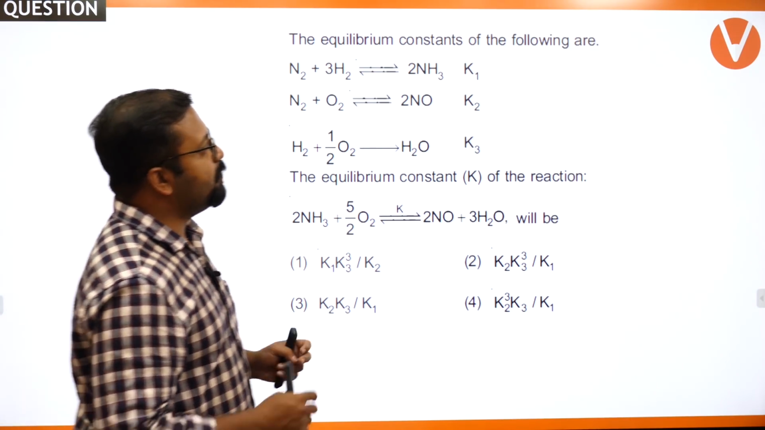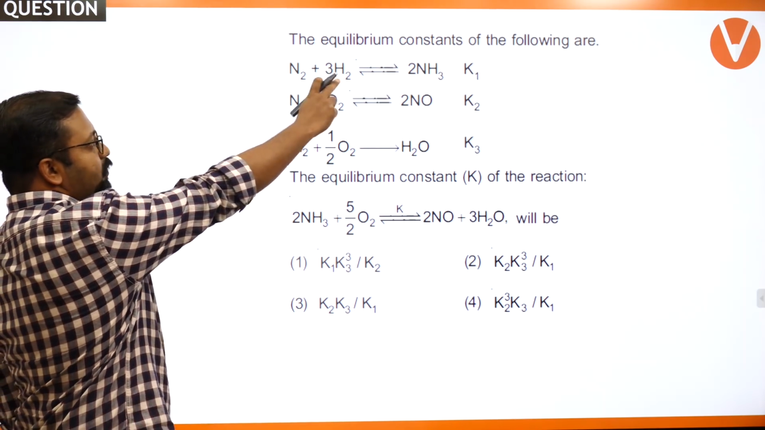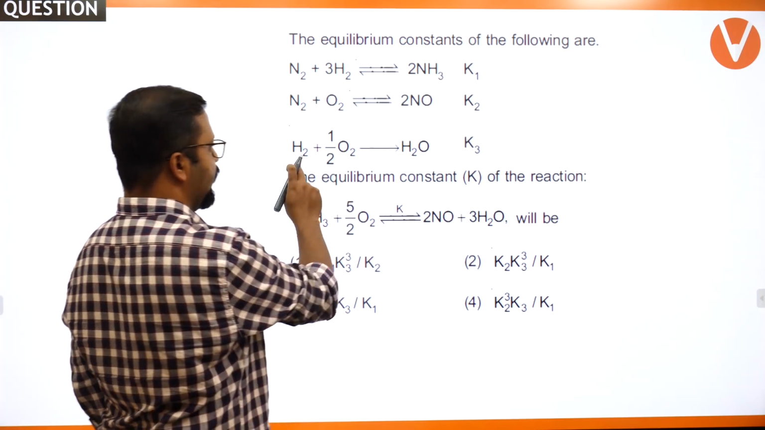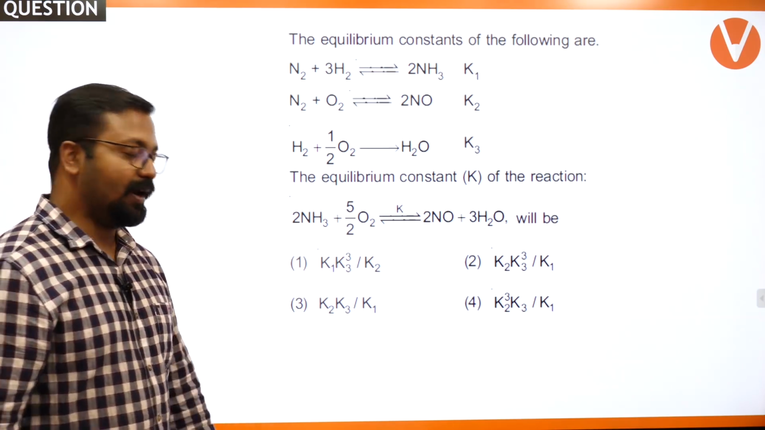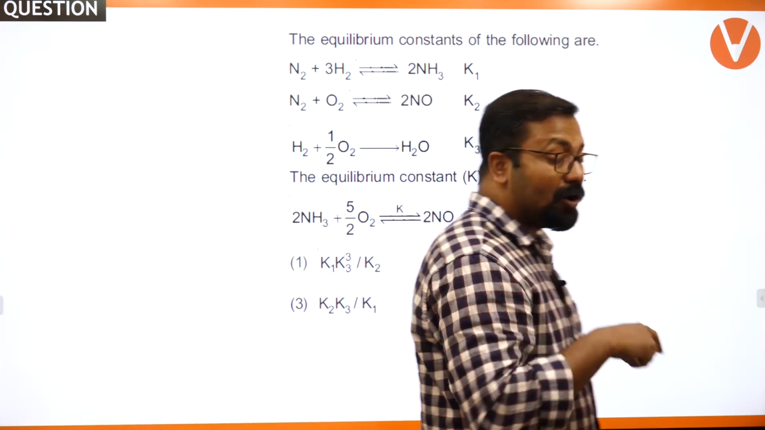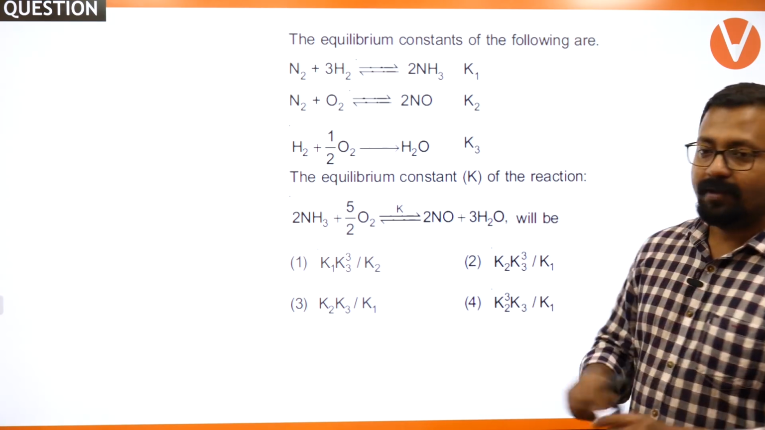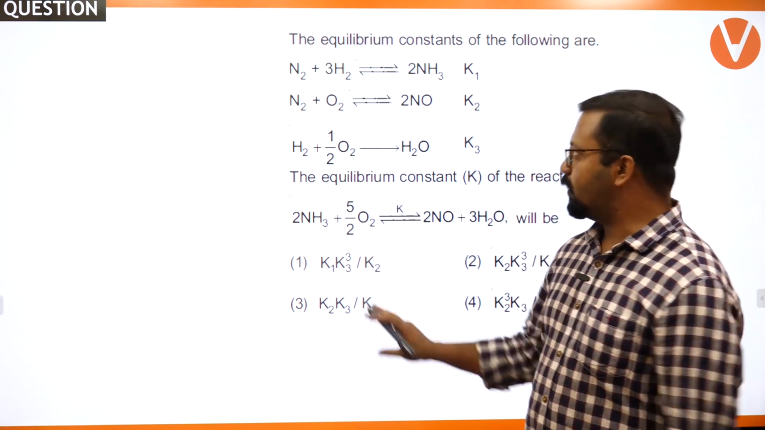Next, the equilibrium constants of the following are: N2 + 3H2 ⇌ 2NH3 with K1, N2 + O2 ⇌ 2NO with K2, H2 + 1/2 O2 ⇌ H2O with K3. For this I have to calculate. Now, a lot of people want to solve these questions orally. Many people solve by writing. Let's try to work it out and see if we can solve it orally as well.